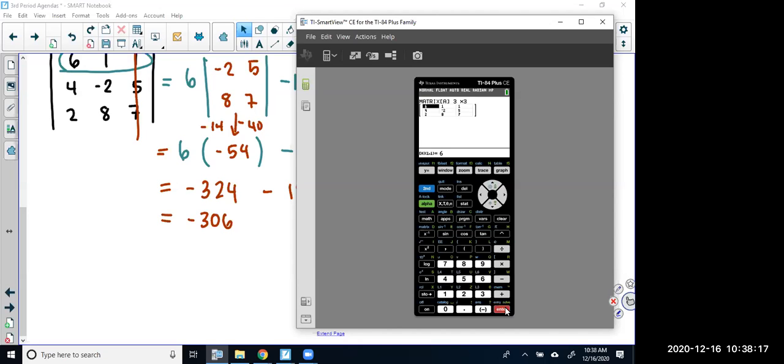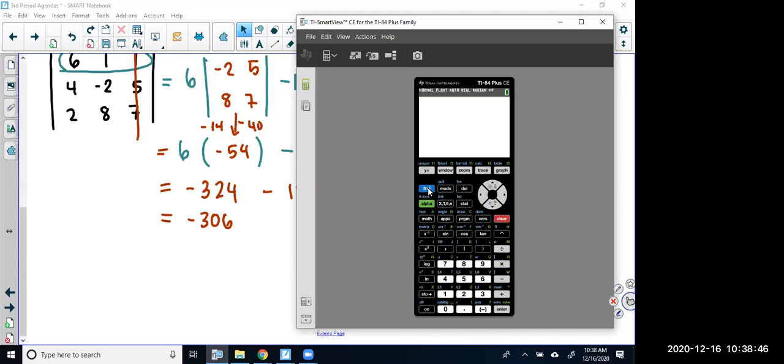So we went into the matrix menu. The matrix menu was the blue button and then the button right below it. It says matrix in blue right there. We went over to edit, and we just edited matrix A. Now I need to get out of here. I hit graph and then clear. That's always how I get out of stuff. Probably not the best way, but I hit graph and then clear to get out of things.